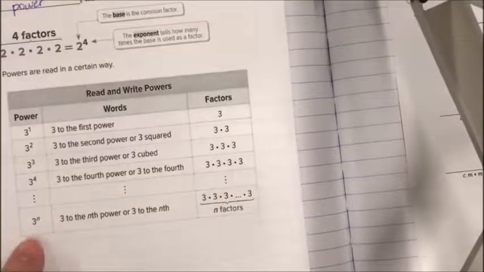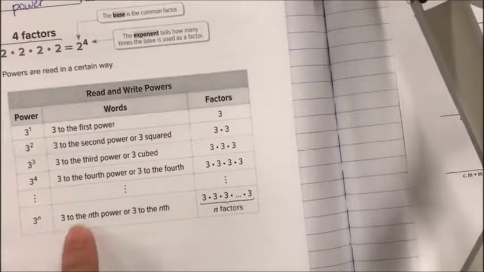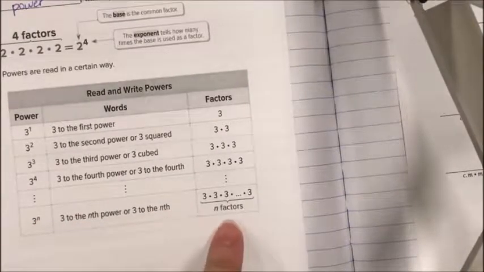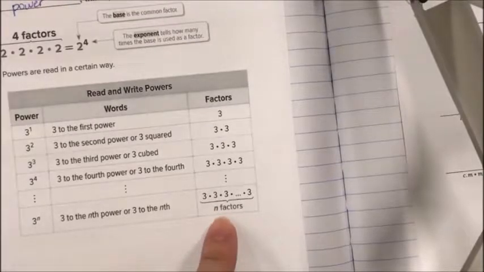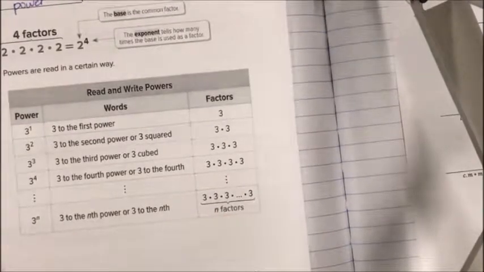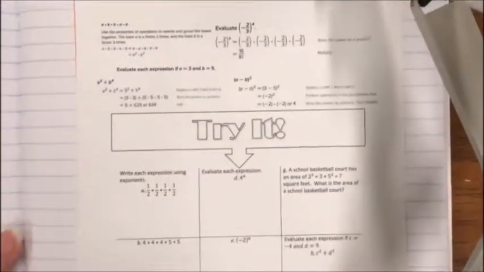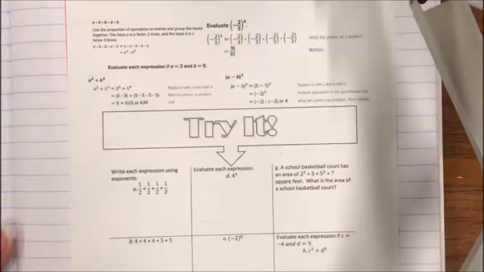You can keep going and going on forever until you get 3 to the n, and that's 3 to the nth power, or 3 to the nth. And it just tells you that you multiply 3 by however many n's you have. So it does give me some examples to go over with you, so we'll go over them.